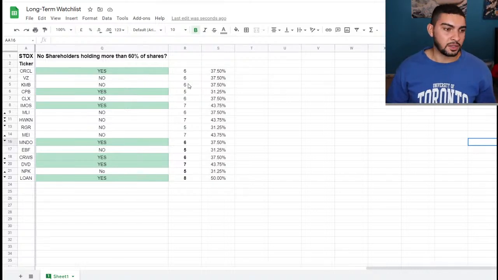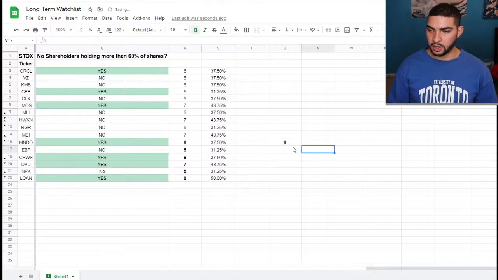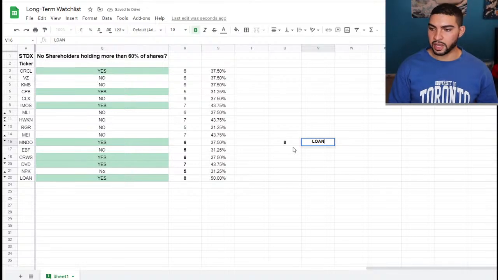essentially we have to tally these up. We've got some 5s, we got some 6s, we got some 7s, and we got some 8s. So for 8s, we're going to write loan. That is one ticker that we're going to keep 100%, no questions asked. And then for the 7s, going down from up, we have IMOS, Hawkins, MEI, and DVD. So that actually already gives us 5 different stocks.